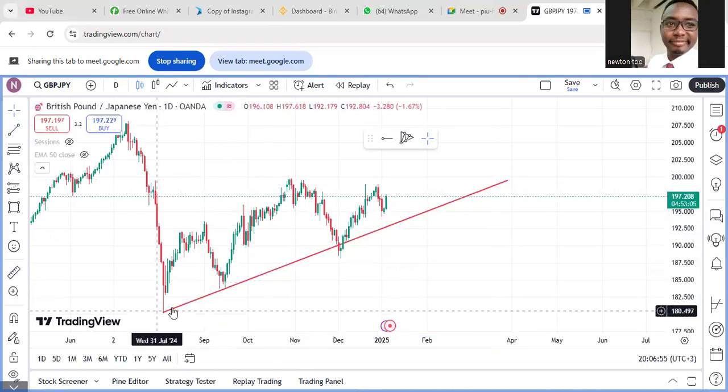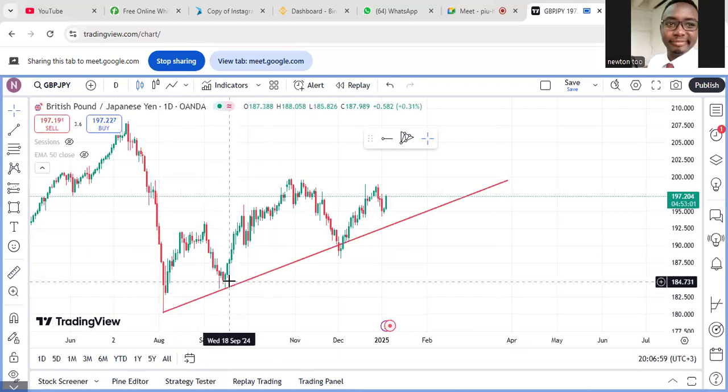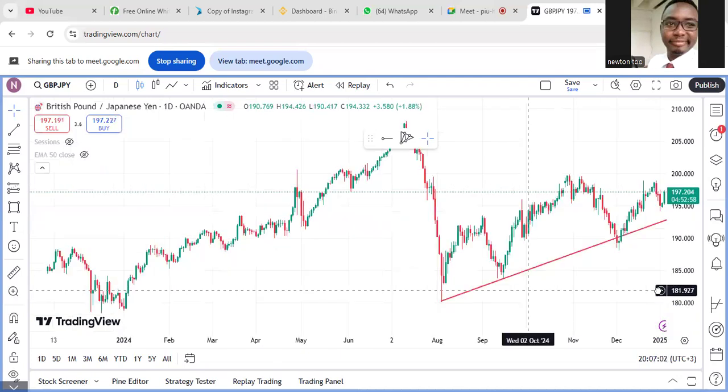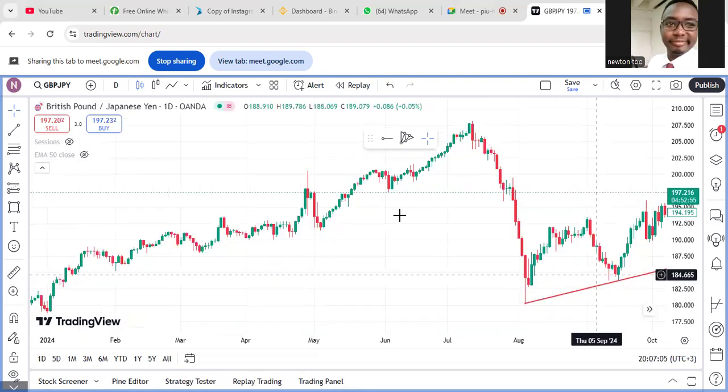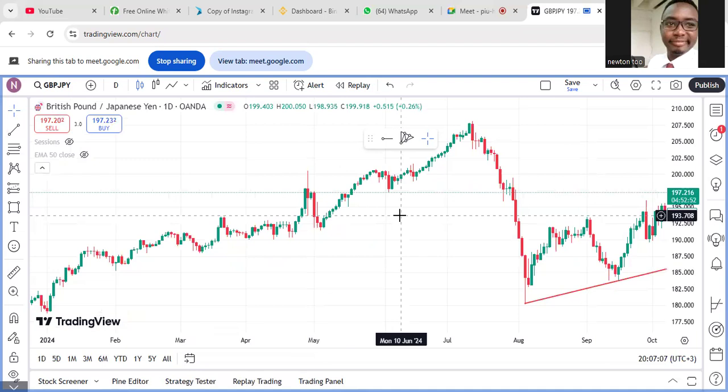This one was your first touch. This one was your second touch. So this means you drew something like this. You do something like this. So you're waiting for the third touch. So let's check. Boom, boom.